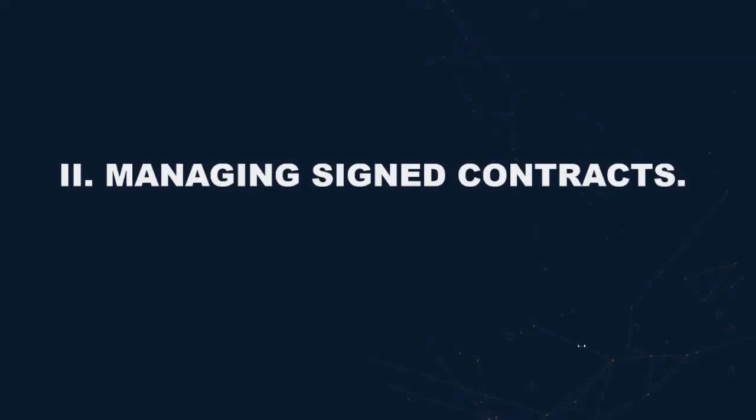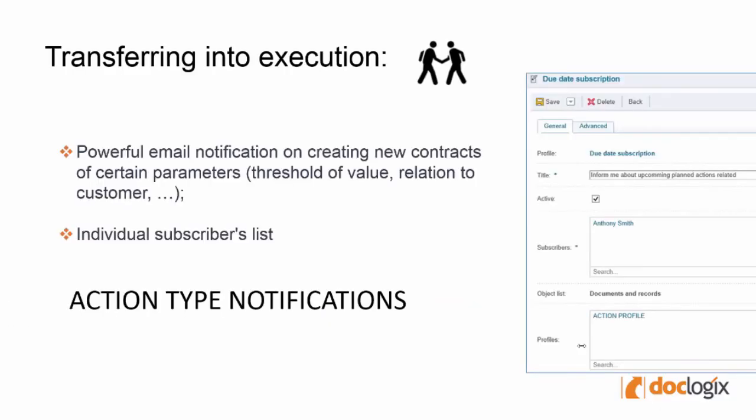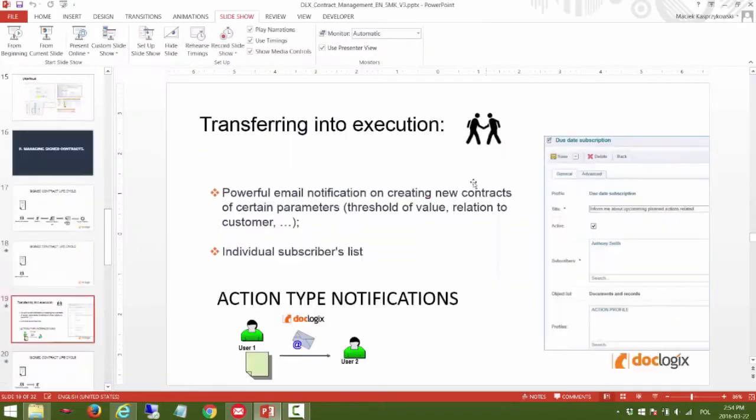Now we're going into the stage that the contract is signed, and now it's transferred into execution. One of the DocLogix benefits is the ability to automatically notify some groups of managers about the contract on certain perimeters. So when the contract is entered, all the defined group of managers is notified about such an event. So what could be the user scenario?